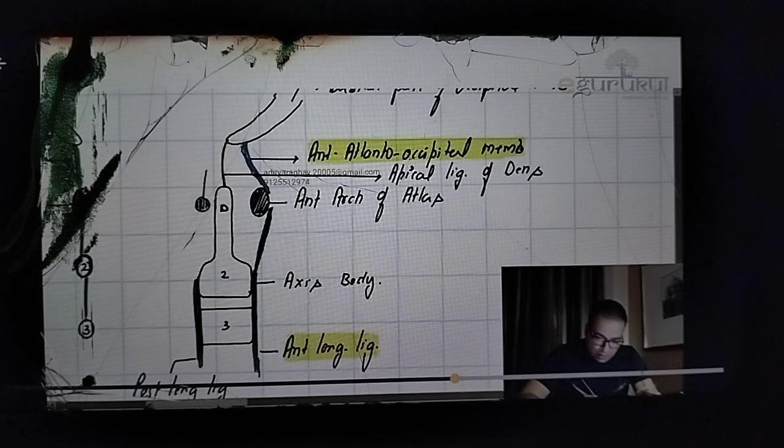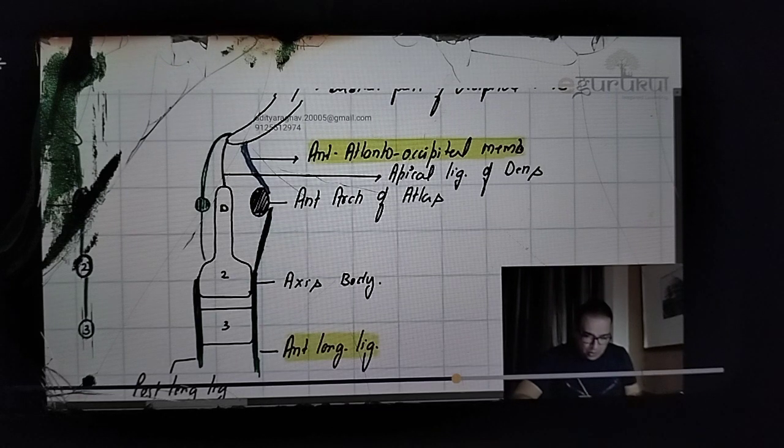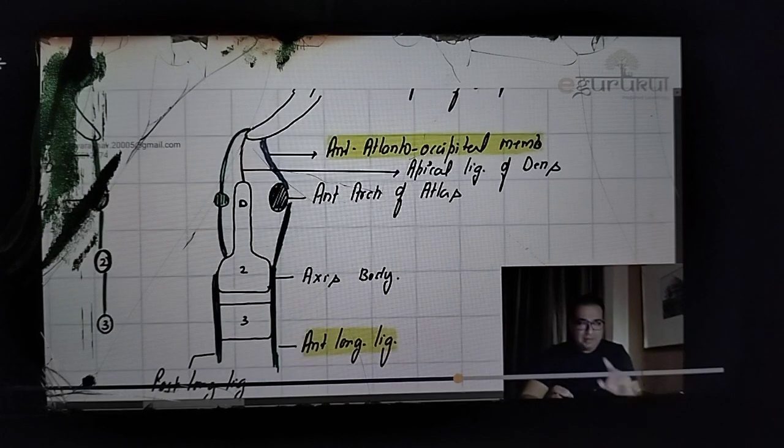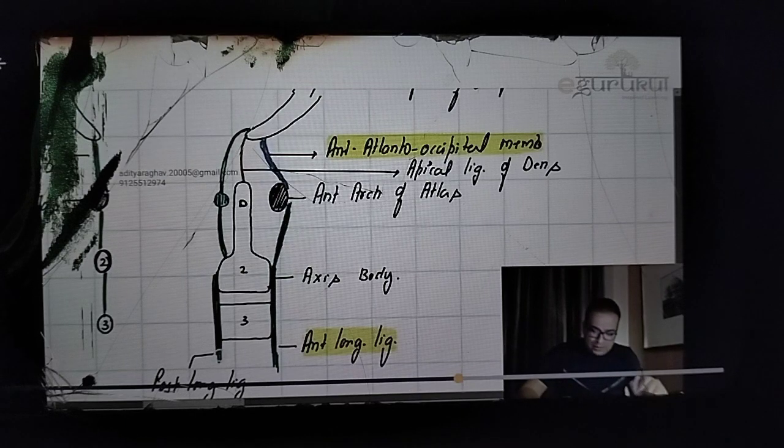But the superior band will go above again to what? To the basilar part of the occipital bone. And the inferior band will come in front where? Till the body of the axis. So that's the superior band and the inferior band of the cruciform ligament. I will label it in a minute, but let me label one last thing here. What ligament is that? Posterior longitudinal ligament.